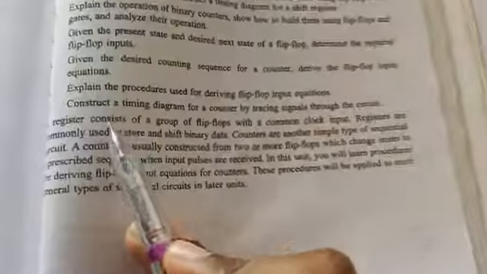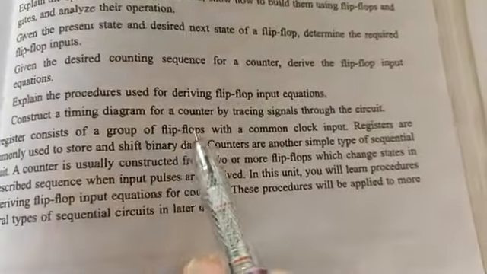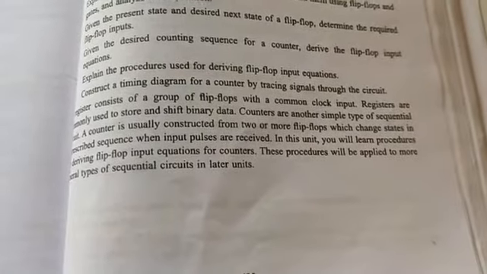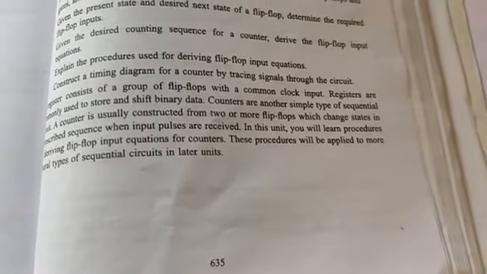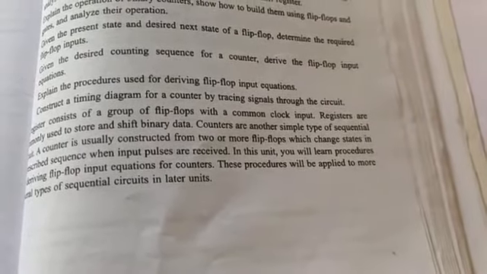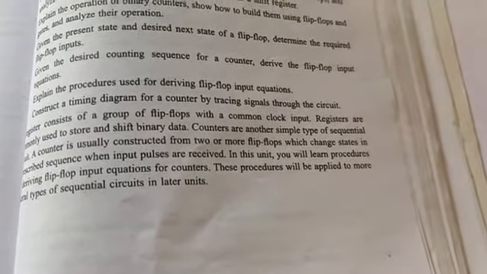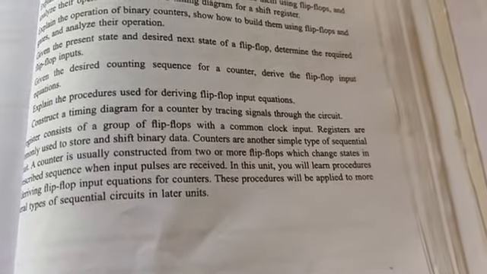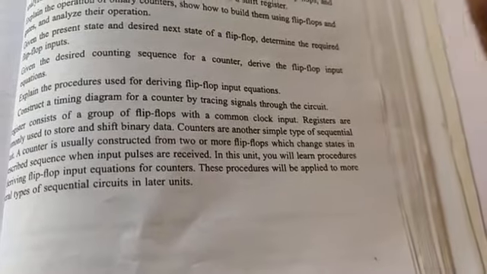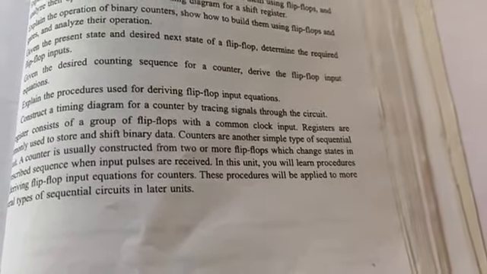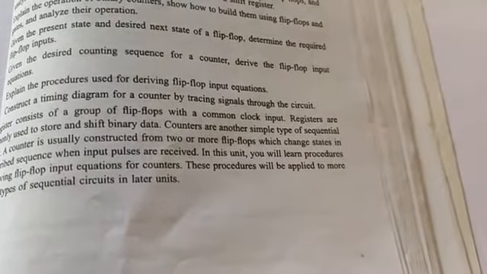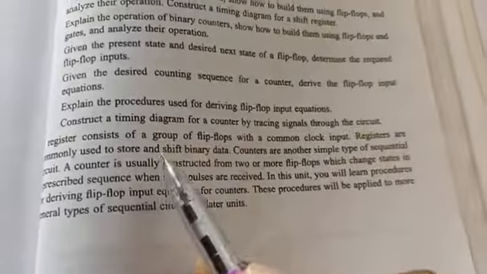So look at this line. A register consists of a group of flip-flops with a common clock input. You know what a clock input is, right? Clock pulse. So if the register is made up of 8 flip-flops, then all 8 flip-flops will change their state at the same time, changing their data from 0 to 1 or 1 to 0 based on a single clock input. Once the clock pulse is given, all the flip-flops change state at the same time in a synchronous manner. That is what we call a register.